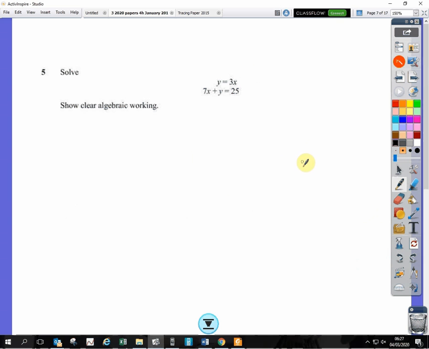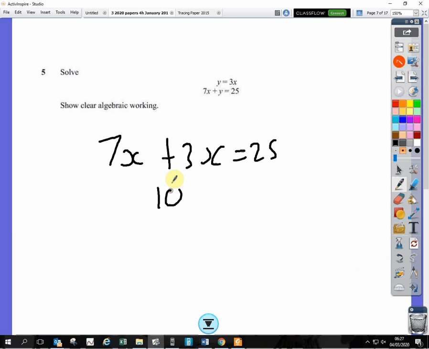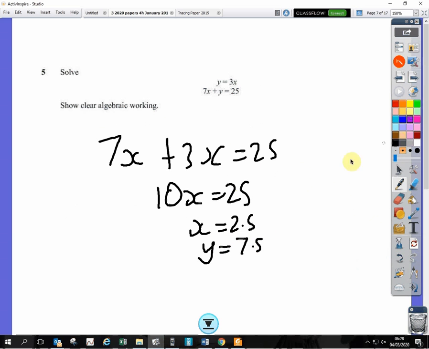Okay, so what I'm going to do is substitute 3x into the second one, because it tells me that that's y. So 7x plus 3x equals 25, and that gives me 10x equals 25, which means x is 2.5, and y is 3 times x, it says there. So that's y equals 7.5, and that's the answer. You score 4 marks like this.